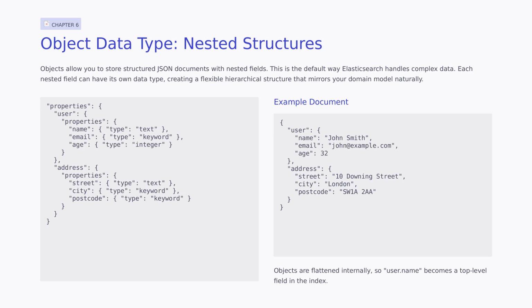Dive into the heart of Chapter 6, the object data type, where nested structures reign supreme. With Elasticsearch, objects store JSON documents rich in nested fields, shaping a dynamic hierarchy. User and address fields stand tall, each with its distinct data type, fostering a seamless domain model. Picture this: John Smith's details snugly nested within user, alongside the intricate threads of his London abode and address. These objects, though complex, are internally flattened, ensuring clarity as user.name rises to the index's forefront. In Elasticsearch, complexity meets clarity, crafting a structured tapestry of data.